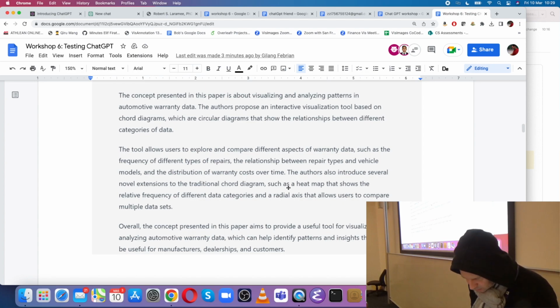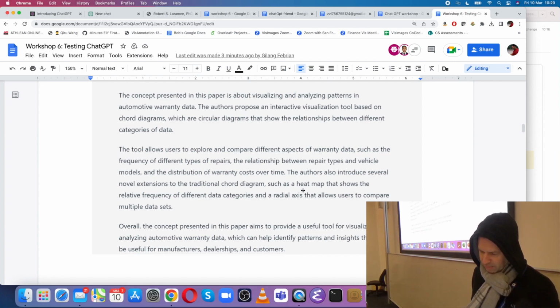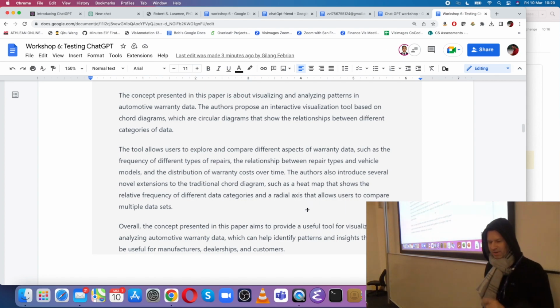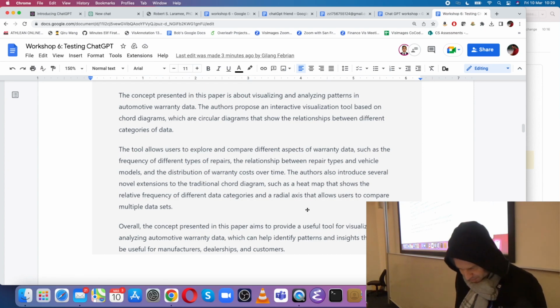Oh. Okay, that's almost correct. I don't think there's any heat map. There's no heat map in this paper. And a radial axis that allows users to compare multiple data sets. So it was perfect up until the word heat. Starting at this word until the end, it's no longer correct. It was really good right up until that word. This is correct.